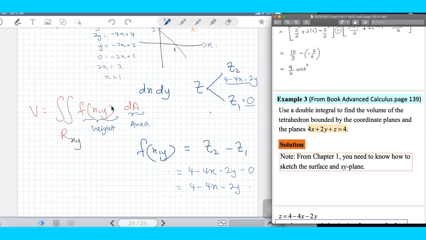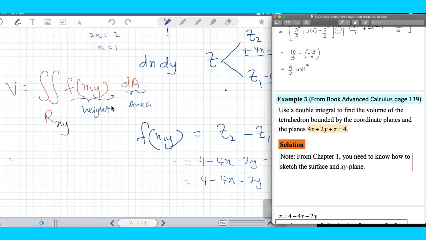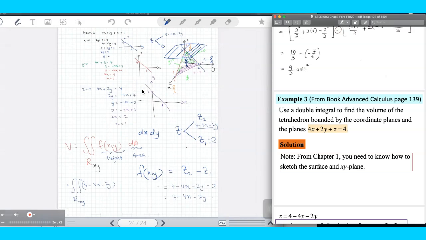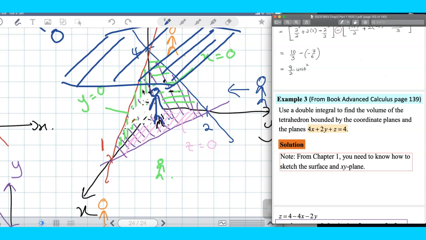Okay, so now we already obtained the integrand. So now we substitute the function. The integrand is 4 minus 4x minus 2y, over the region, and the region is lying on the xy plane. Okay, so now how about the dA? So how can you find the region? Where can you find the region? As I mentioned just now, your region is something that you are standing on. So you are standing on the xy.